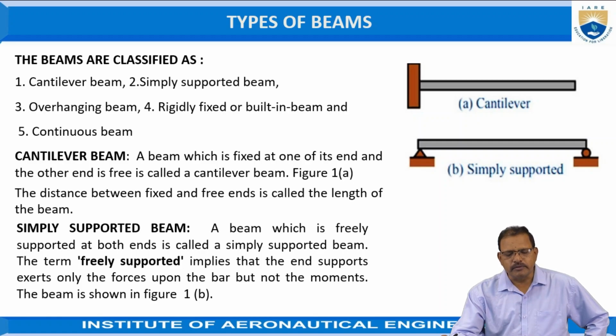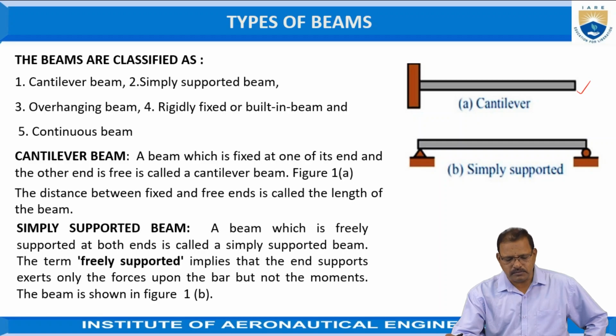First one is a cantilever beam. A cantilever beam is the beam which is fixed at one end and free at the other end, as shown in the figure. The distance between the fixed end and the free end is the length of the beam.